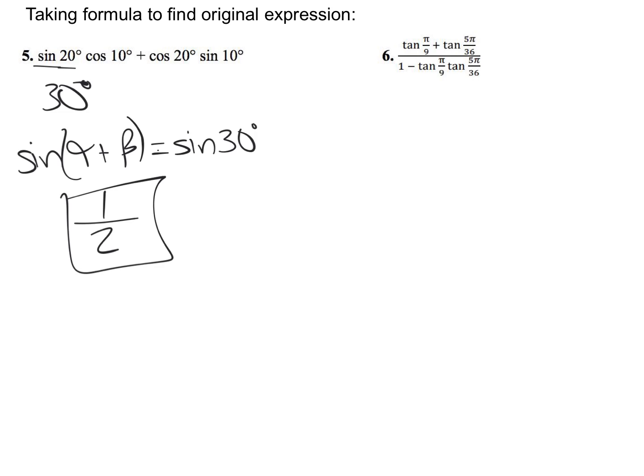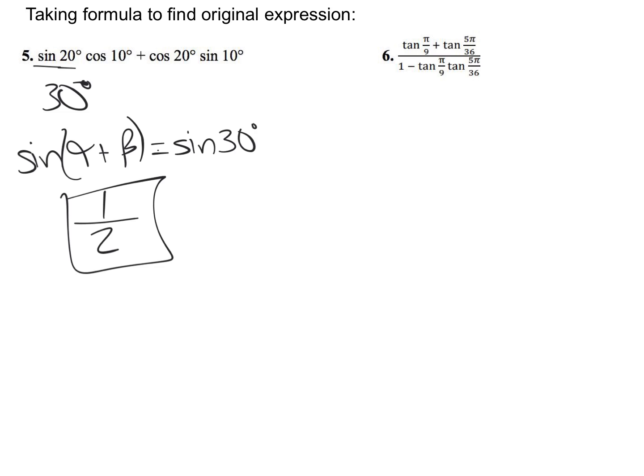So that's a little bit more basic. Now you just have to be able to look at the formula and then find what the original expression is and then evaluate it. Okay, so now we've got number 6, which is tangent of pi over 9 plus tangent of 5 pi over 36.